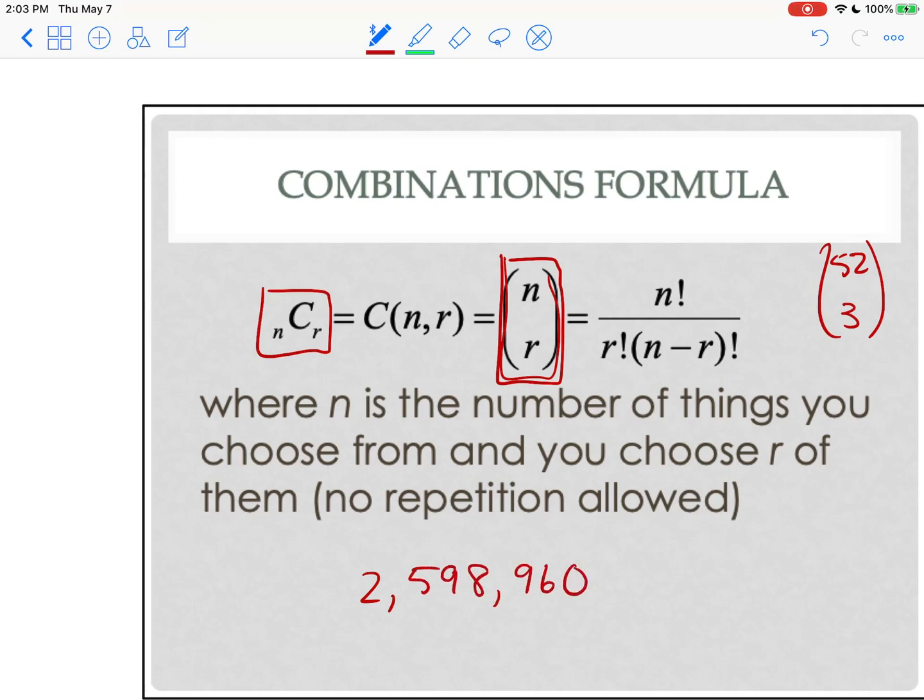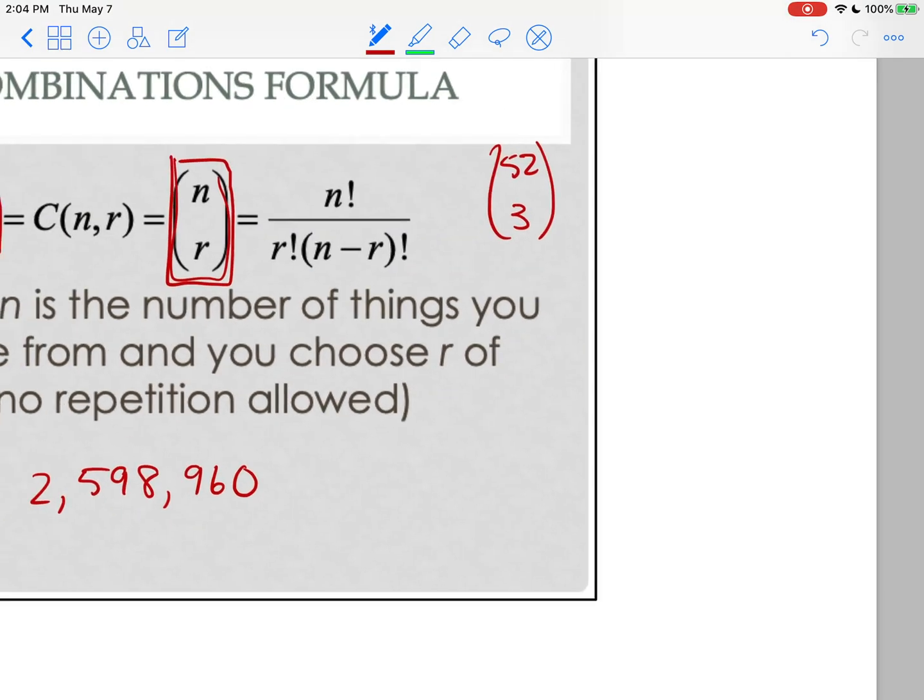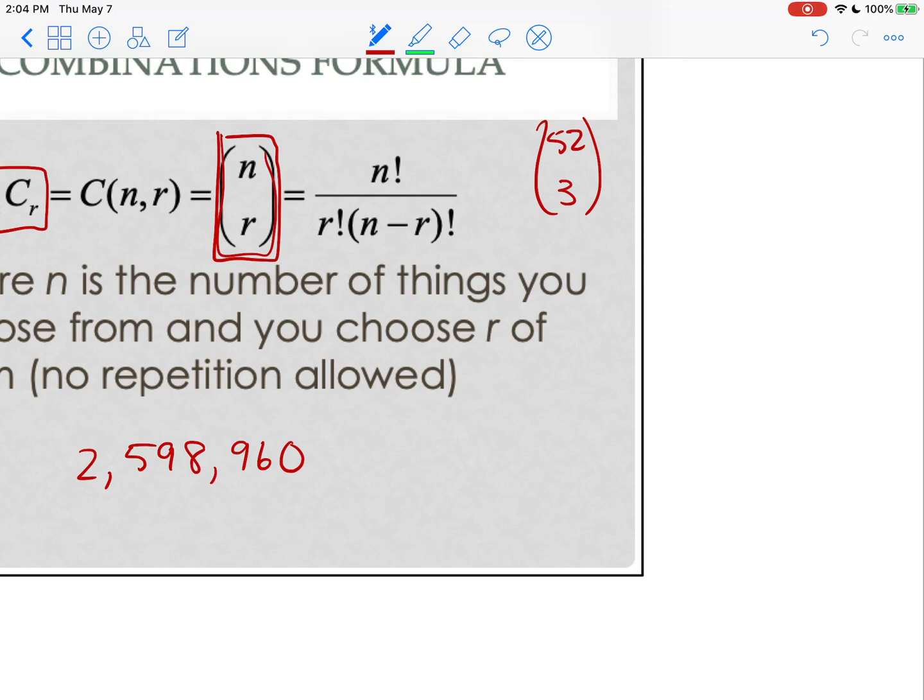2,598,960. So there are that many different hands that you can get in poker, choosing 5 cards out of a deck of 52 cards. That's what makes some of these hands so difficult to get. All right, so let's move on to another example.